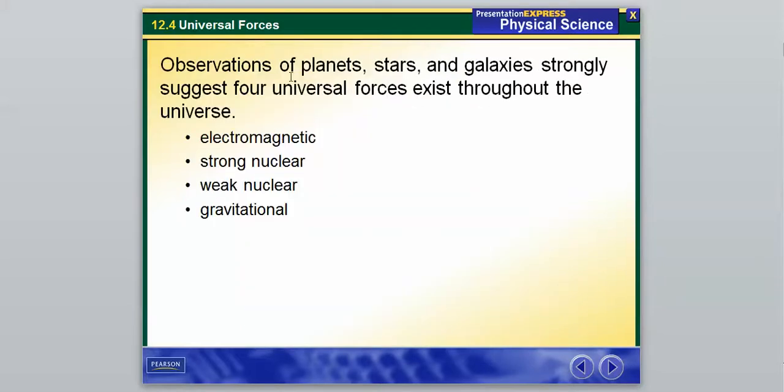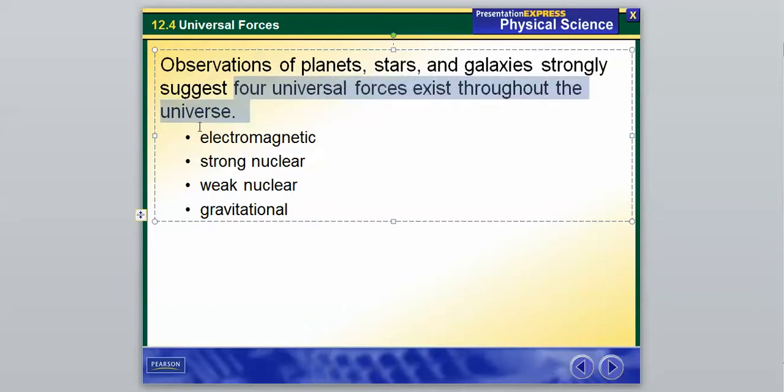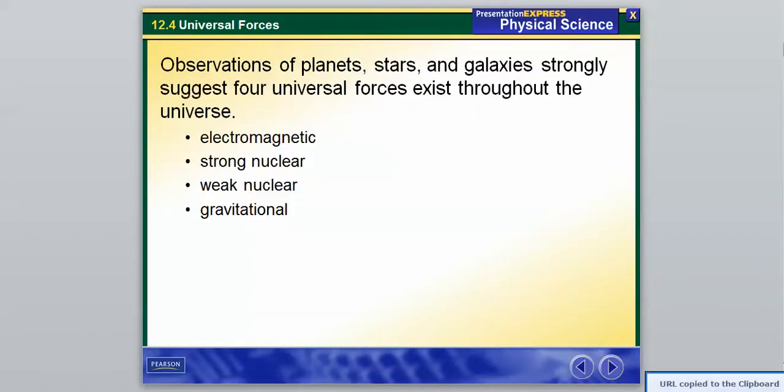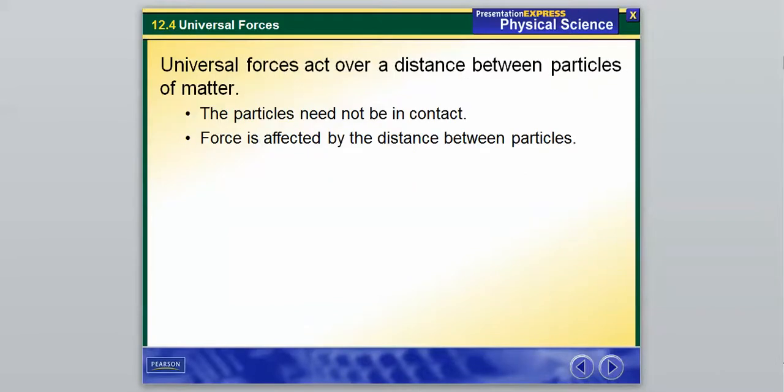Some observations of planets, stars, and galaxies strongly suggest that there are four universal forces that exist throughout the universe. They are electromagnetic, strong nuclear, weak nuclear, and gravitational. These are four of the main forces that help to shape why Earth looks the way it does, and probably why other places in the universe look the way they do as well. So, just some general information about a universal force.